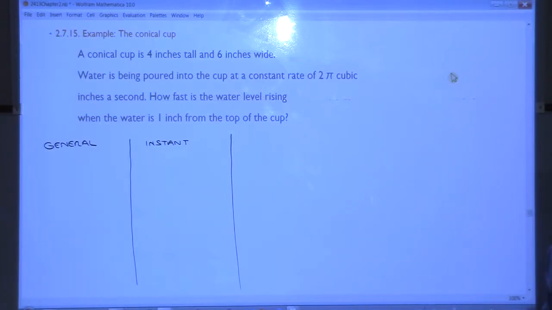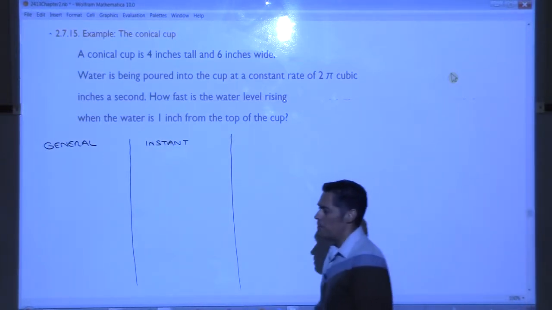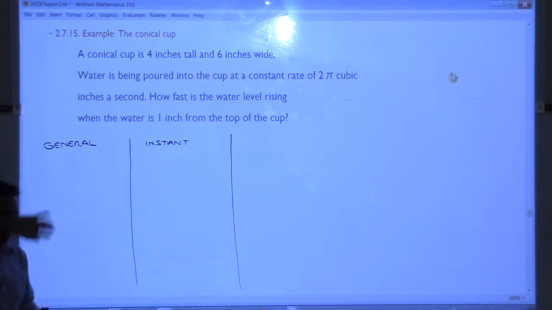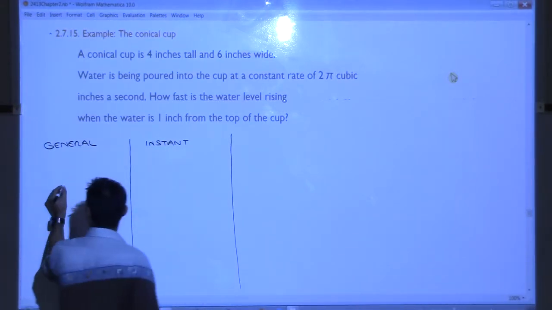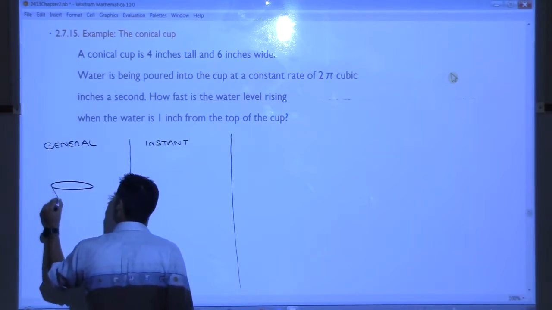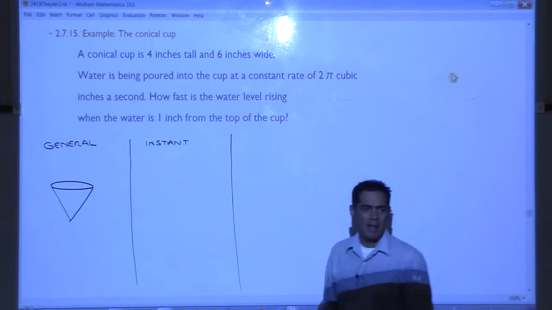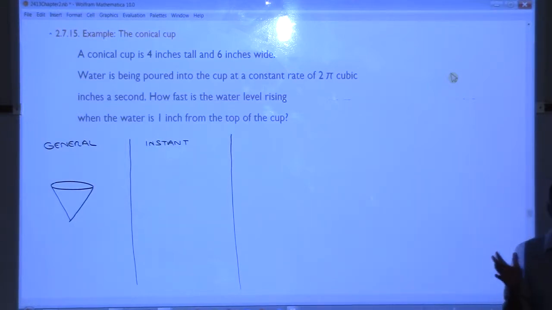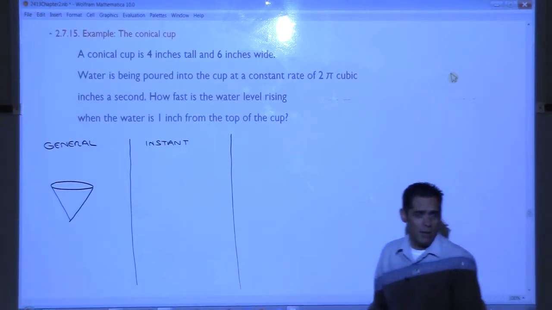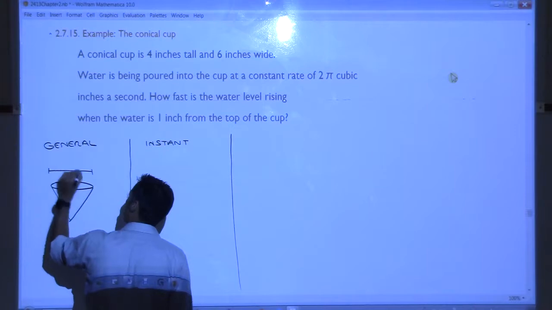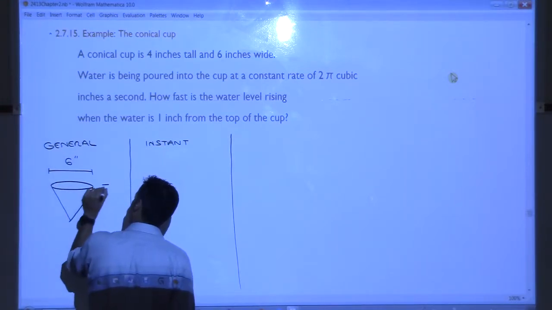A cone, right? A conical cup. Now this cup is going to be a cone. I'm going to draw it like a cup would be, not pointy side up. So I'm going to draw this cone like this, okay? Is there anything on that cone that I can label that's fixed no matter what, never changes in the problem? The width and the height, right? That cup is fixed. It's 6 inches wide and it's 4 inches tall.